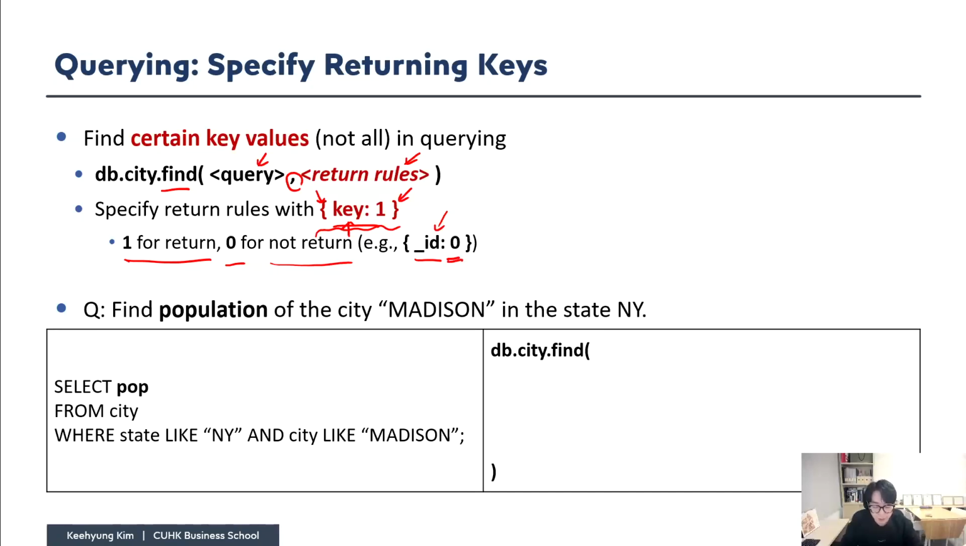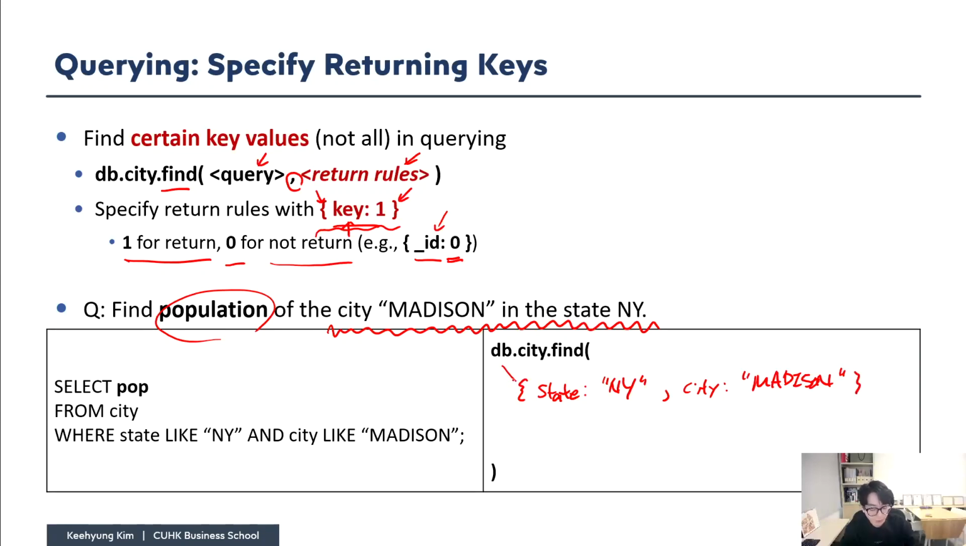In this example, if we want to find the population information only of the city MEDICINE in the state NY, we can design this query in MongoDB. First of all, we design the query. We have to find the documents in the city medicine in the state NY. So the query will be state NY and city medicine. So this is the query, with the start of the query here and the end here. So the query is done.